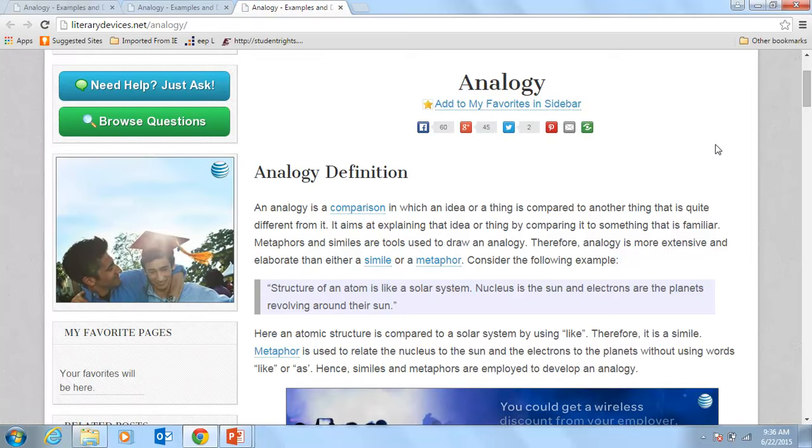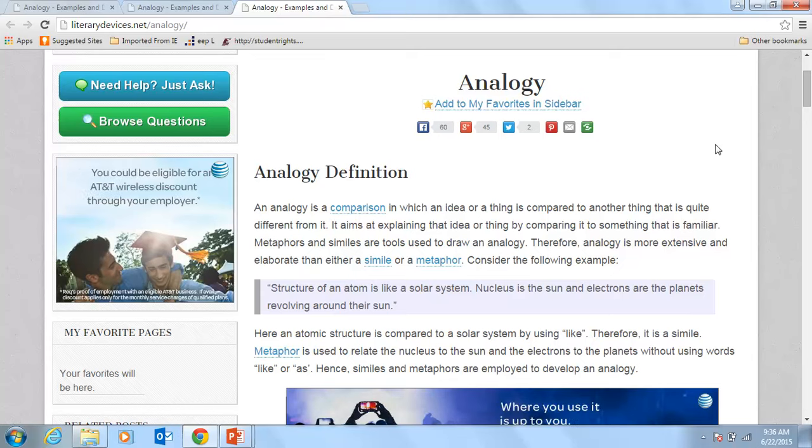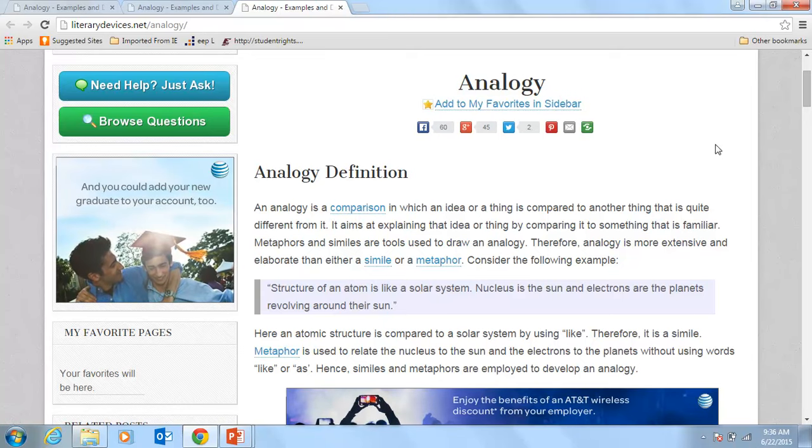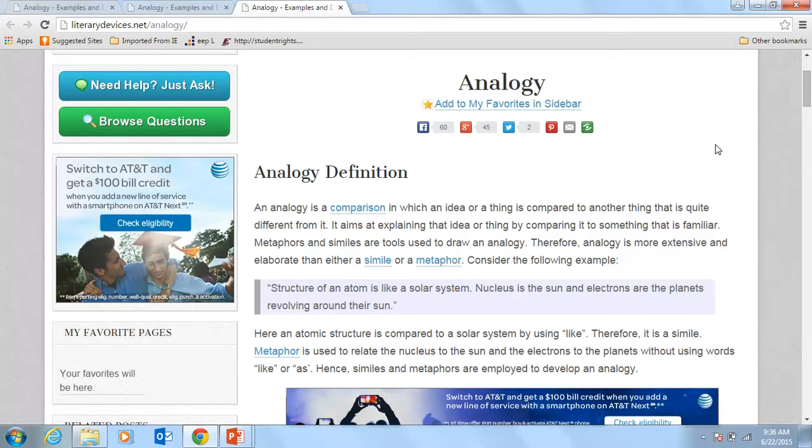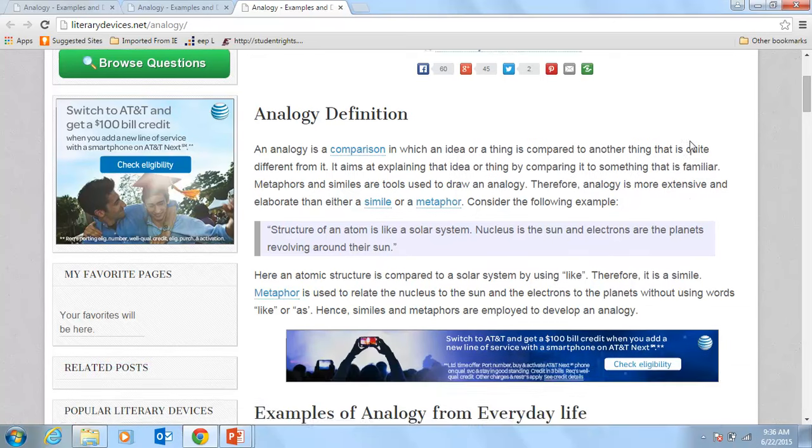Here's the first one. First of all, an analogy is when you're comparing something new to something that's very different but that's already understood, and the two items are structurally similar. So even though they're very different, you can use the structure of the items to understand the new thing. So for example, the structure of an atom is like a solar system. The nucleus is the sun, and the electrons are the planets revolving around the sun.